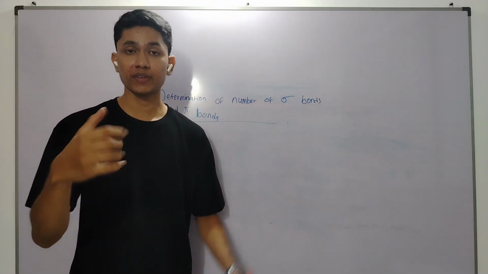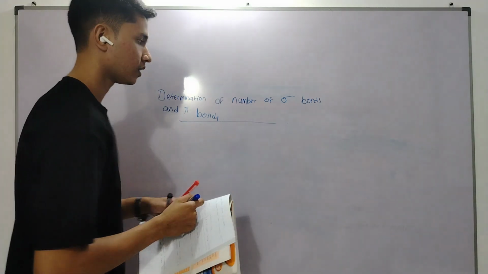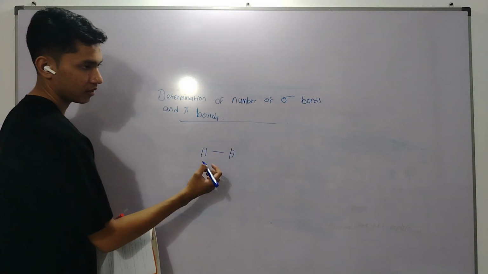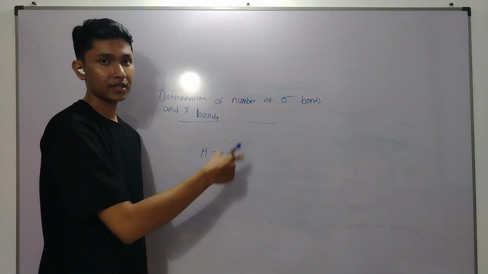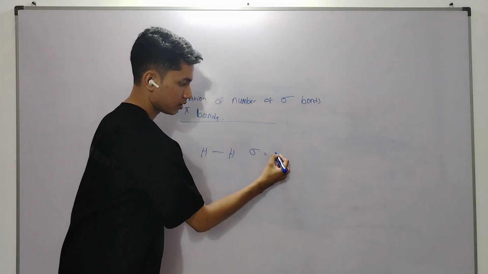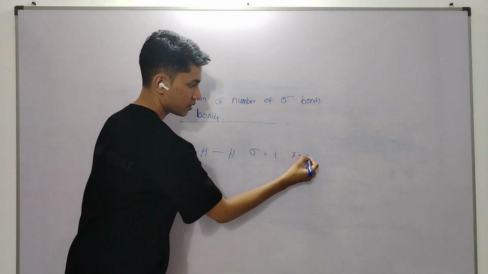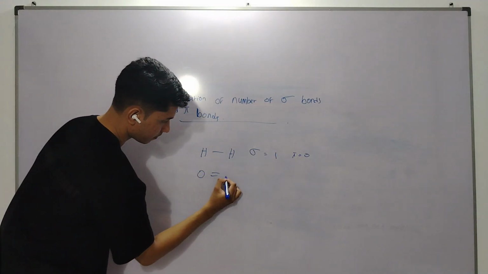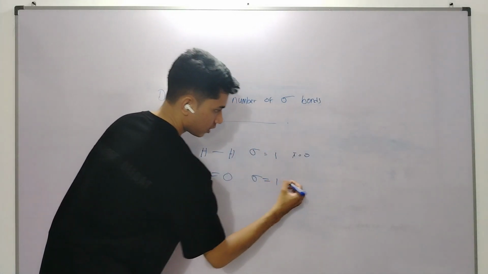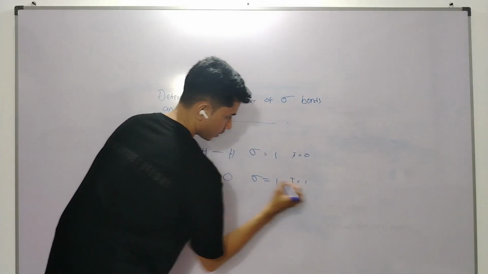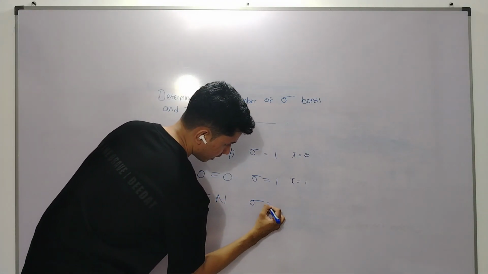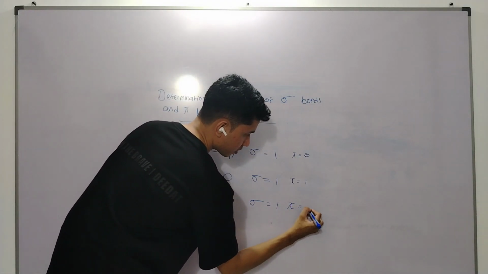Between two atoms, okay? Let's say hydrogen. How many sigma bonds and pi bonds? Sigma bonds 1, pi bonds 0. Oxygen: sigma bonds 1, sigma bond will always be 1, and pi bonds equal 1. Nitrogen: sigma bond equals 1, pi bonds equal 2.